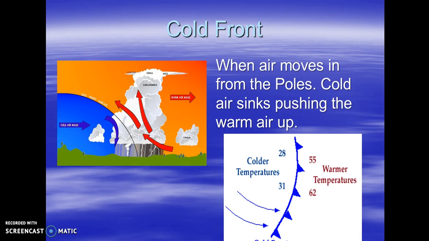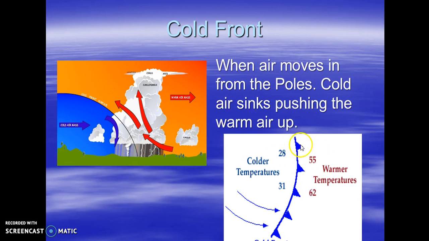All right, a cold front. Pretty easy here. That's just when air moves in from the poles. Cold air is going to sink as it moves through, and you can see what happens is it's going to push this warm air up. So a lot of the rain that we get here in Texas comes during, say, wintertime. These cold air masses come through and push up the warm, moist air that comes from the Gulf, and that's what's going to give us the rain.